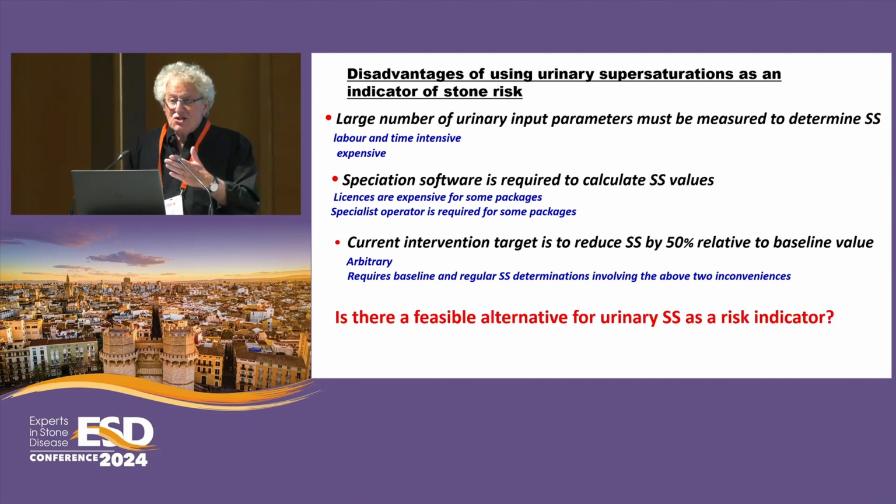So the question that this presentation is asking: is there a feasible alternative for getting the urinary supersaturation as a risk factor? It's widely used, very popular, but it's laborious. It has these disadvantages. Is there something else that we can do that's perhaps related to it?